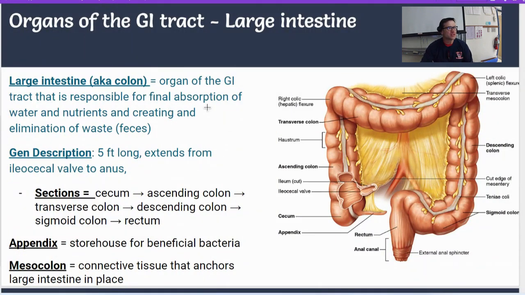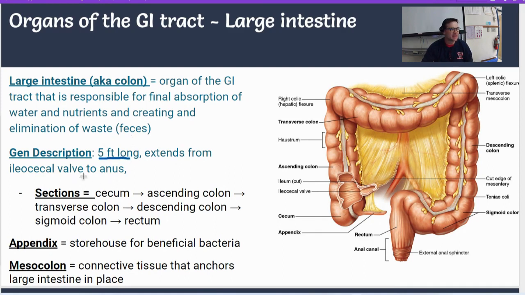that we're going to go over: the large intestine, also known as the colon. It's the organ of the GI tract that is responsible for final absorption of water and nutrients. Remember, far less occurs here than in the small intestine. Nutrients and the elimination of waste. So it's basically preparing your feces or stool to be excreted from the body. It's about 5 feet long.